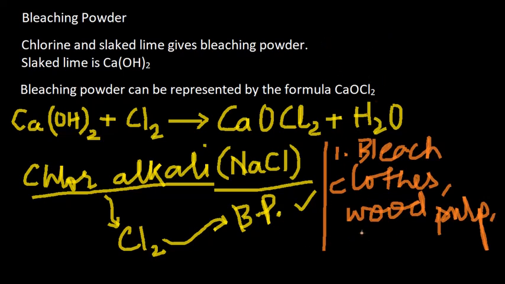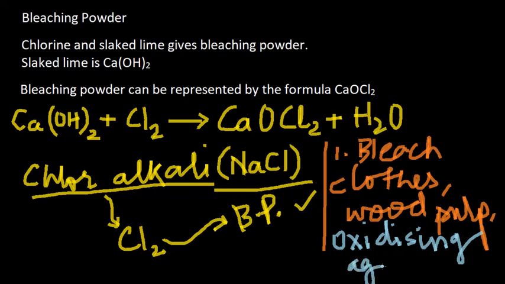Bleaching powder is also used as an oxidizing agent. That is, it helps us to supply oxygen to any given compound. This oxidizing agent in the form of bleaching powder is heavily used in chemical industries.